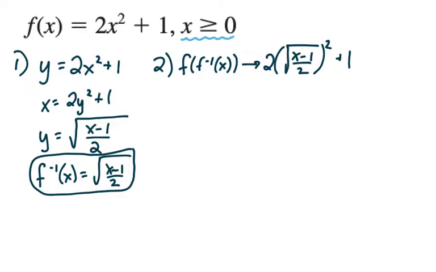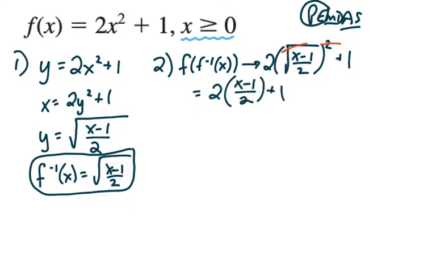By order of operations, by PEMDAS, what do you have to cancel first? Notice that addition and subtraction is always at the end, and multiplication is right before that. So we are going to do exponents and parentheses first. So I'm going to kill off the squaring and the square rooting first. And I get 2 times, well, just x minus 1 over 2, because the square root is now gone.